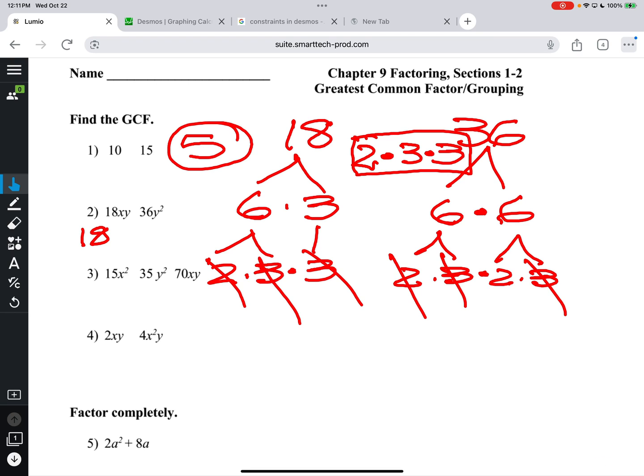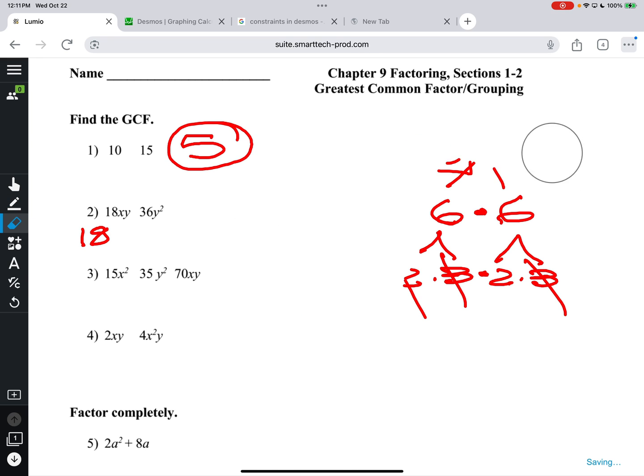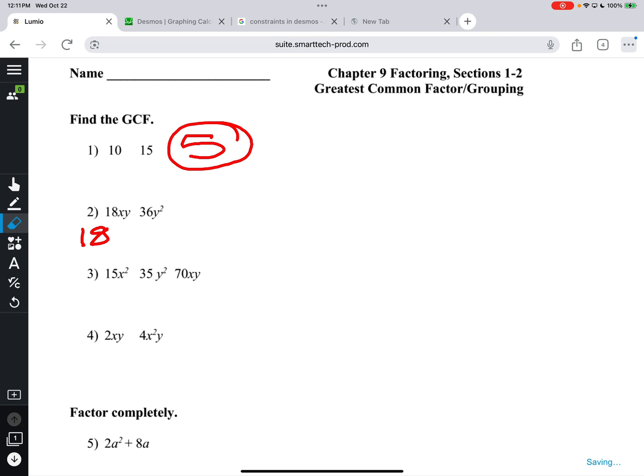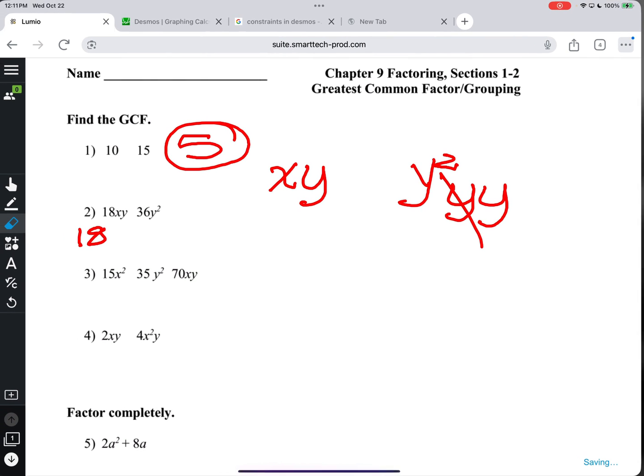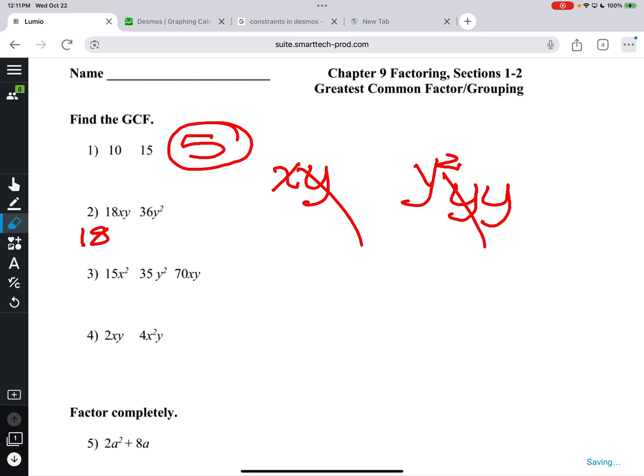So work with the numbers first and then work with your variables. So we found the numbers, and then our variables, we have an x and a y, and we have a y squared, which is the same as y times y. So do they share an x? No. Do they share a y? Yes. Do they share another y? No. So just the y. So 18y would be our final answer for number 2.